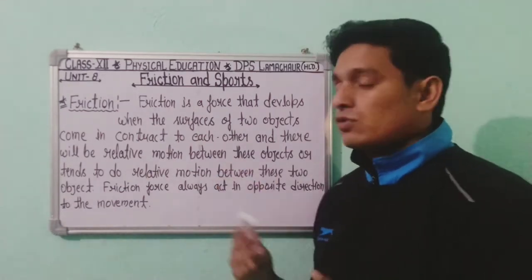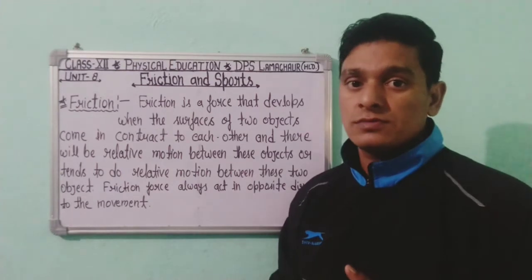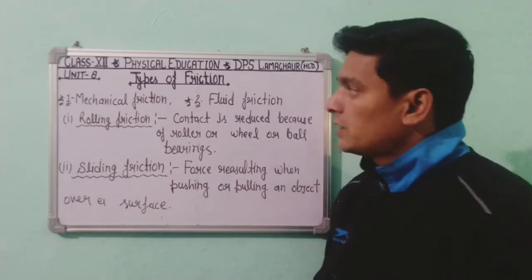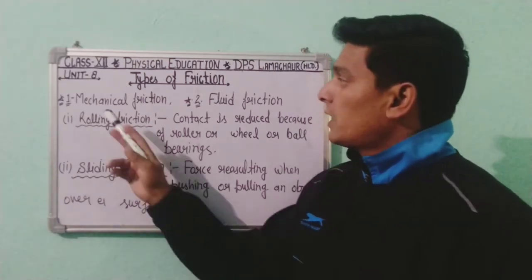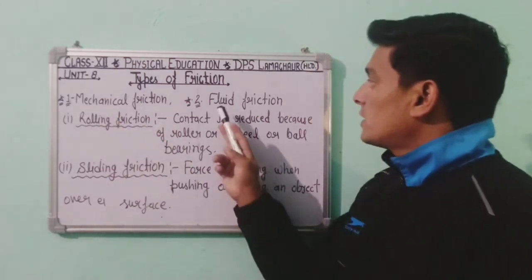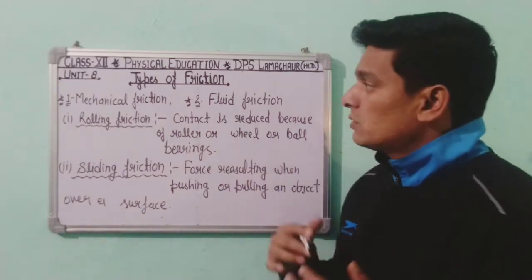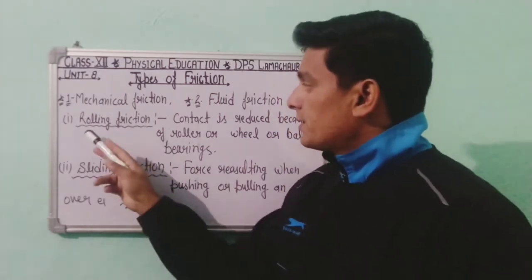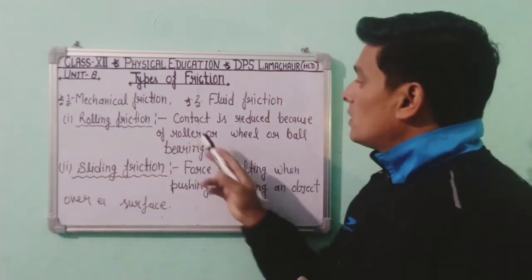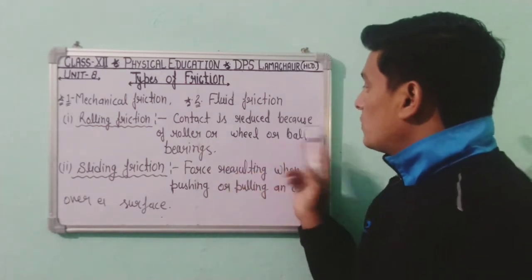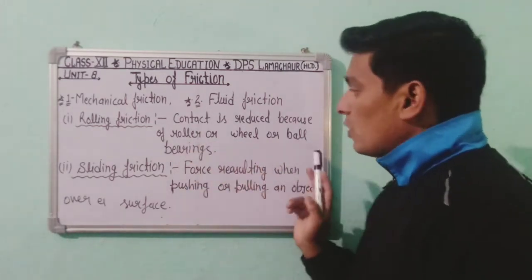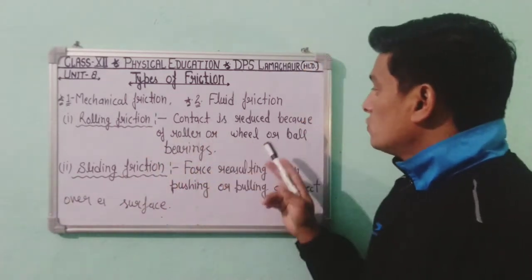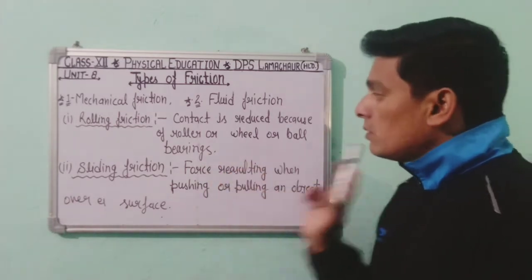Now let's know the types of friction and their application in sports. There are generally two types of friction: first mechanical friction, and second fluid friction. There are two types of mechanical friction also. What are these? Let's know first. The rolling friction. What is rolling friction? Contact is reduced because of a roller or wheel or ball bearings.